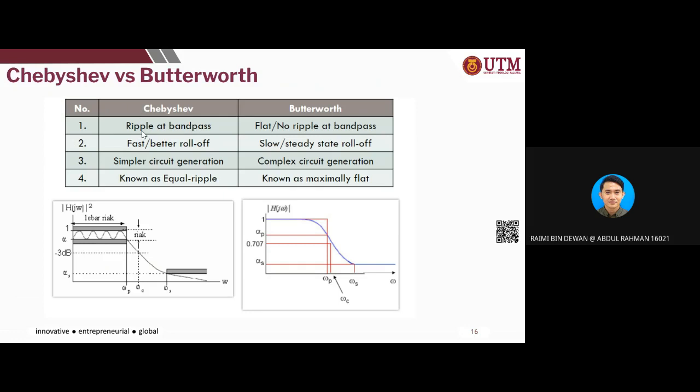For Chebyshev, the circuit generation is simple, and Butterworth is complex circuit generation. Chebyshev is known as equal ripple, while Butterworth is known as maximally flat, which you can relate, right? Because this one is equal ripple and this one is maximally flat.